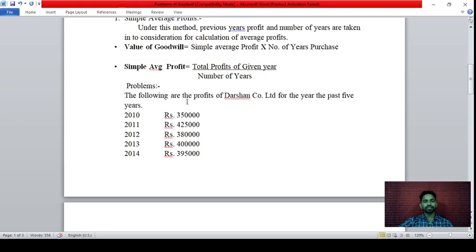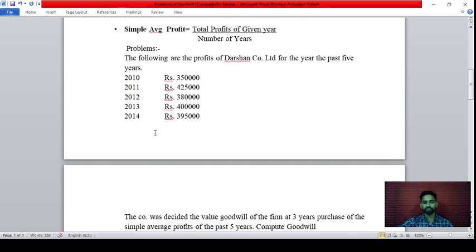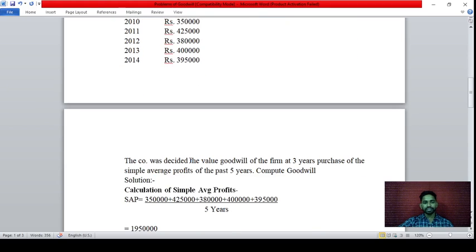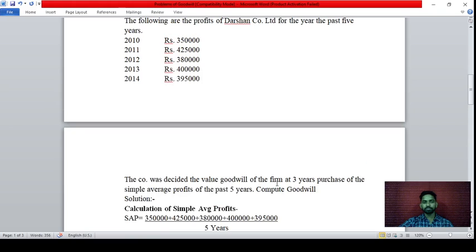The following are the profits of Darshan Company Limited for the past 5 years. Profit is given for the 5 years. For 2010 it is 3,50,000, for 2011 it is 4,25,000, for 2012 3,80,000, for 2013 4 lakh, and for 2014 it is 3,95,000. The company decided the value of goodwill of the firm at 3 years purchase of the simple average profit of the past 5 years. Compute goodwill. We have to calculate the goodwill under the simple average profit method.